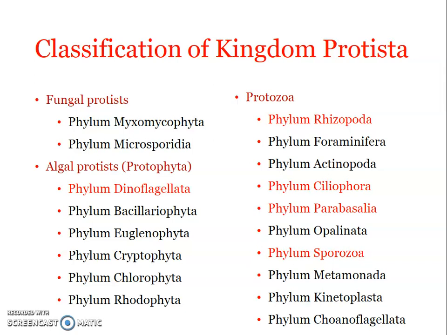Kleptoplastidy is actually a symbiotic phenomenon wherein, before we go into that, we can see that many foraminiferans feed on algae. When they feed on algae, they ingest the algae keeping their chloroplasts intact.